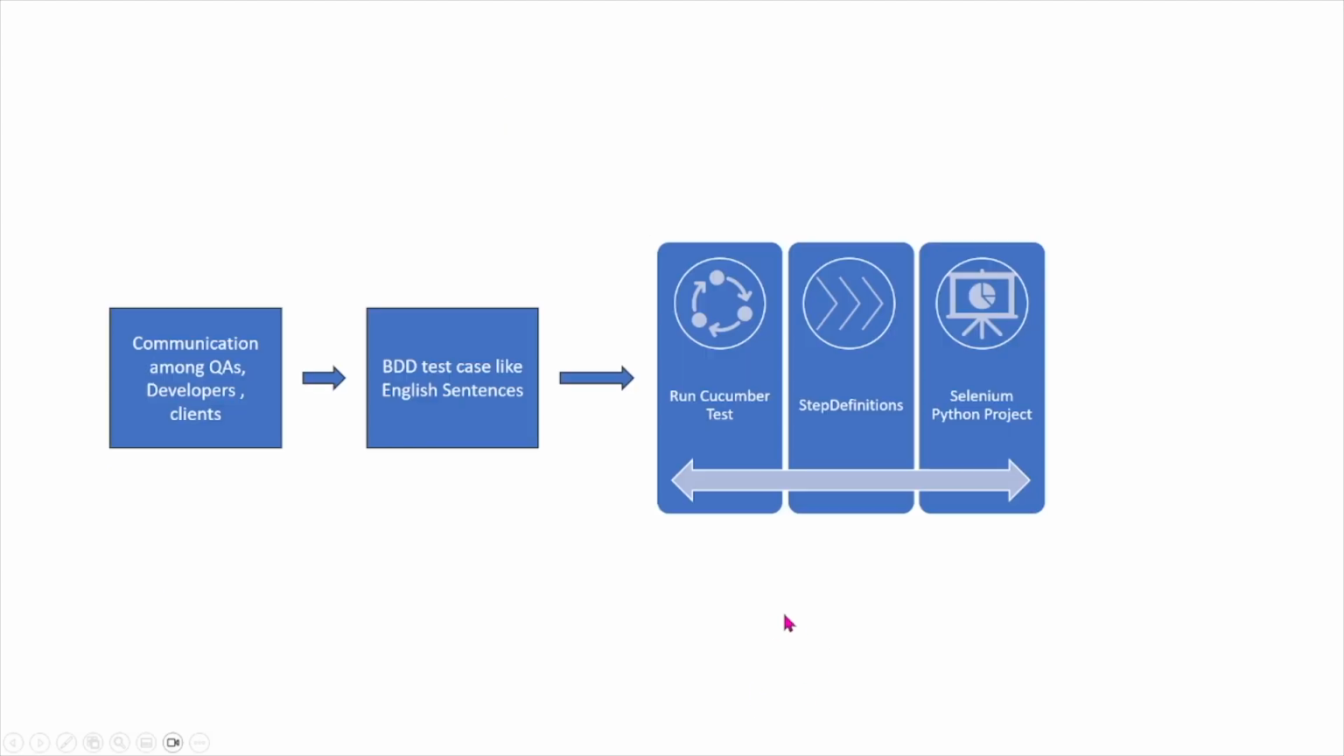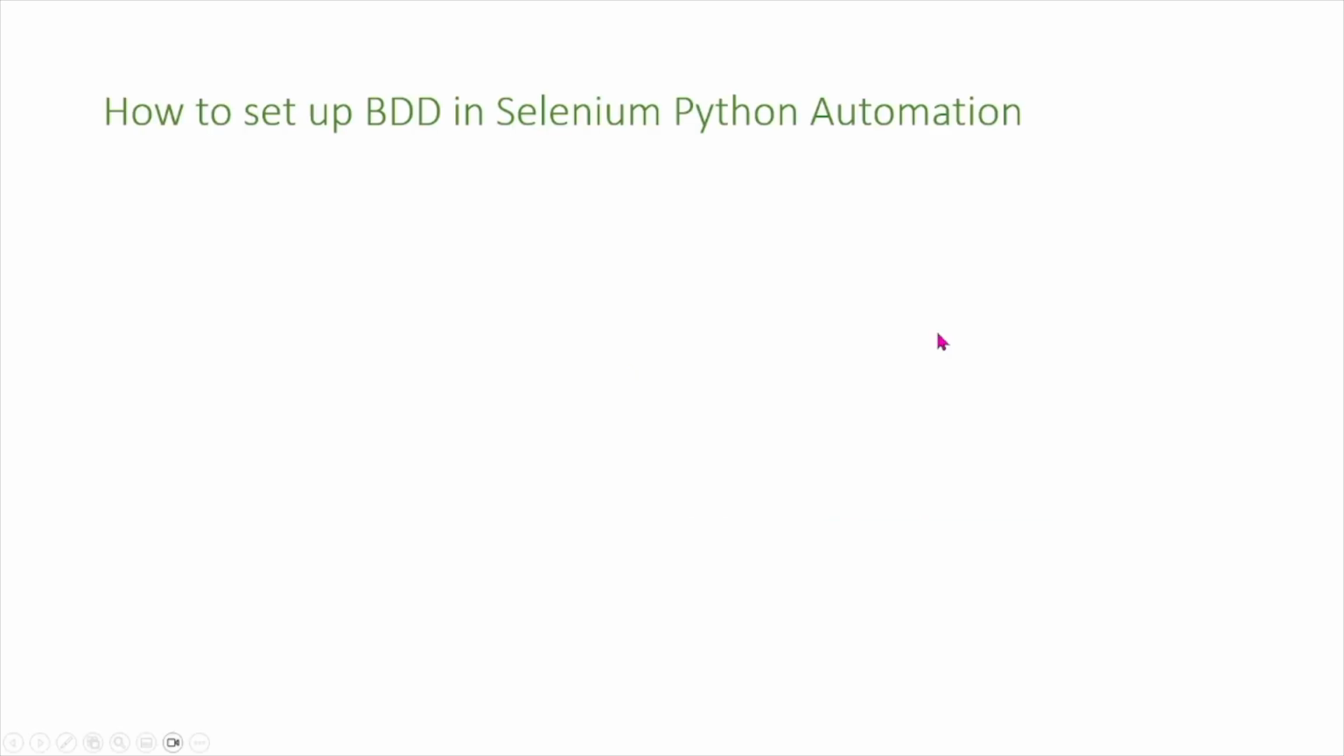So this is typically the workflow. We have communication among QAs, developers, and clients, and then we directly implement that into test cases that are similar to English sentences. And then we can run Cucumber tests. We can specify specific definitions, like specific functions, and then we can put it into our Selenium Python project. So this all comes together in one project, which I'll show you later on.